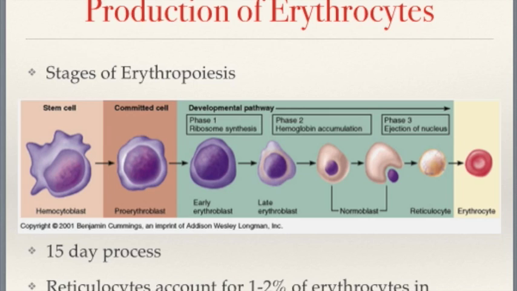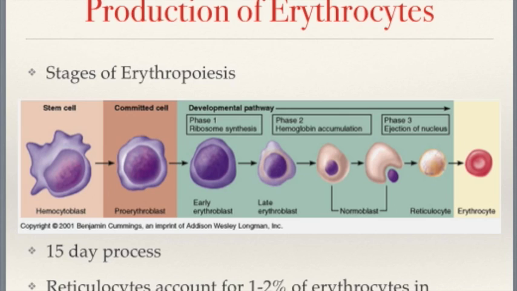Again, this occurs in the red marrow. A stem cell is going to undergo some type of change in which it becomes a committed cell, meaning that there's no turning back. This cell is now going to differentiate into its end product. This committed cell goes through 3 steps, and there's a key factor in each of these 3 steps I want you guys to know. In phase 1, the early erythroblast, which just means a very young erythrocyte, undergoes ribosome synthesis. Remember, ribosomes make protein, and red blood cells are packed with hemoglobin, which is, for the most part, a protein molecule. So it needs lots of ribosomes.